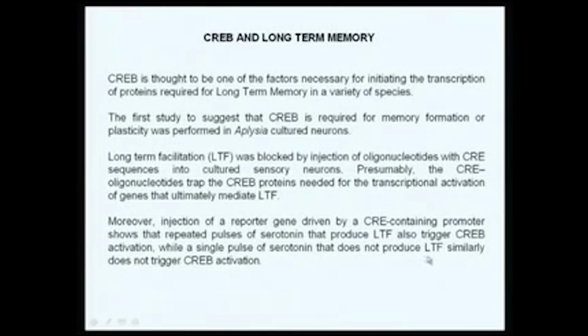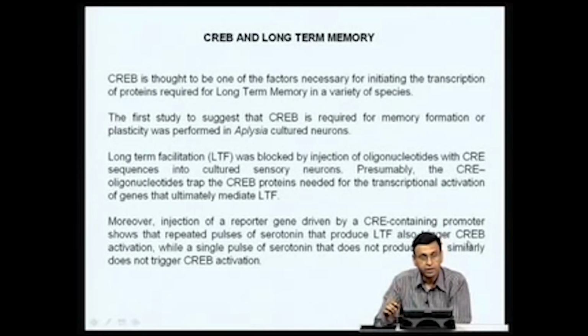Whenever the serotonin pulse results in the activation of long term facilitation, you can also see reporter gene expression happening. You give a pulse of serotonin and you see there is an activation of CREB, clearly indicating that serotonin somehow results in a chain of events that ultimately results in the activation of the CREB transcription factor. A single pulse of serotonin does not produce LTF and does not result in CREB activation, but repeated pulses of serotonin can result in LTF and also trigger CREB activation.